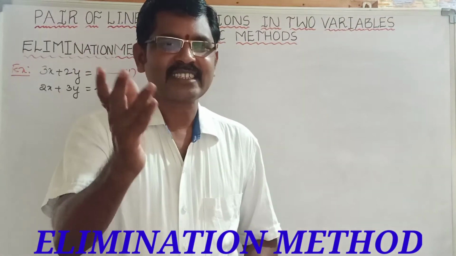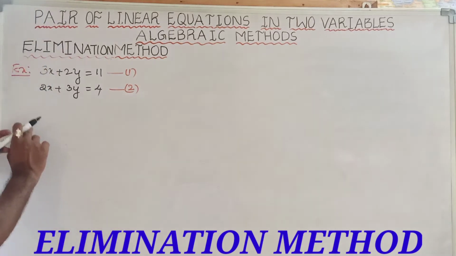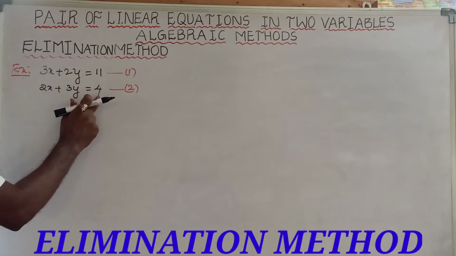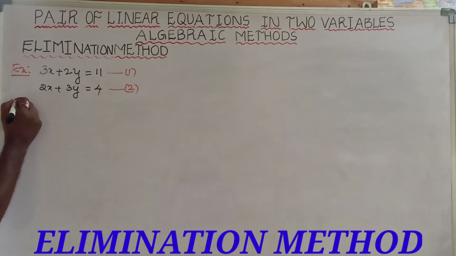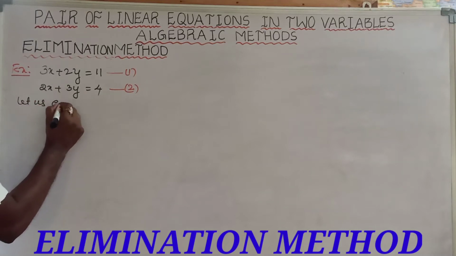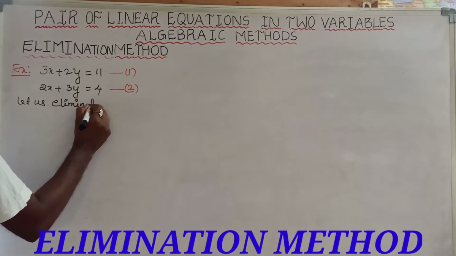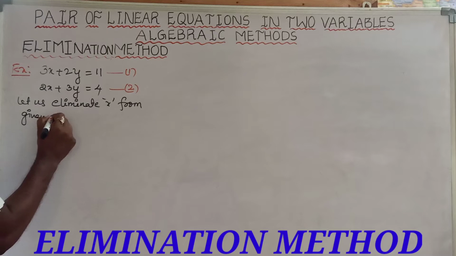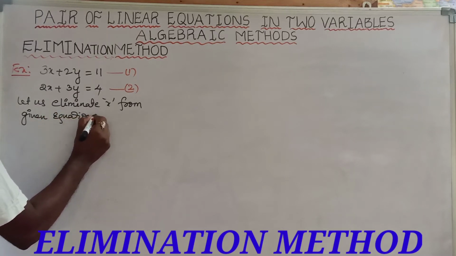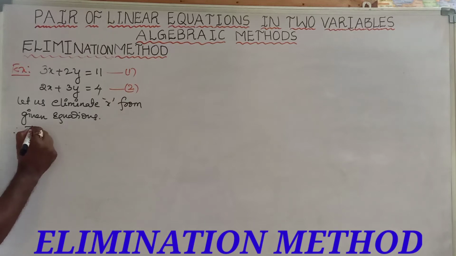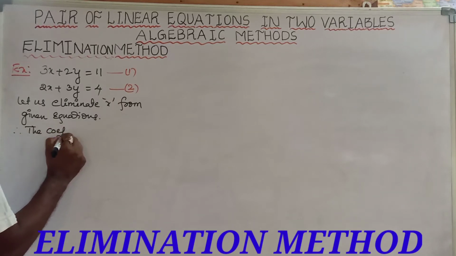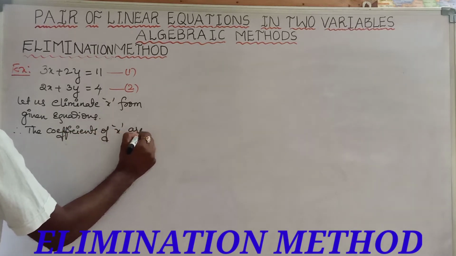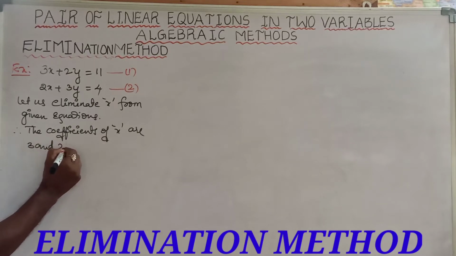Okay. Now let us go with one example. Equation 1, 3x plus 2y is equal to 11. 2x plus 3y is equal to 4. That is equation 2. Let us eliminate x from the given equations. Therefore, the coefficients of x are 3 and 2.